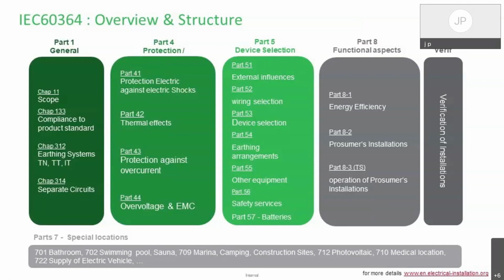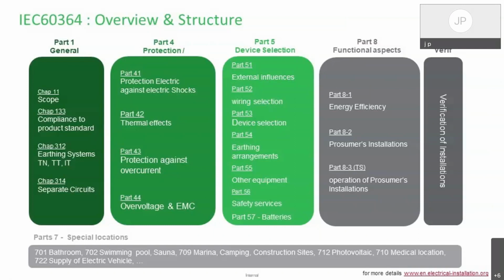Then we have what we call part 4. Part 4 is really protection, and we have different types of protection. The first one is part 41, which is the protection against electric shock. Part 42 is thermal effects, so fires and burns. 43 is protection against overcurrent. And 44 is protection against overvoltage and EMC. So in this part 4, this is where we require or not to put the different types of protection regarding what you want to protect in your installation.